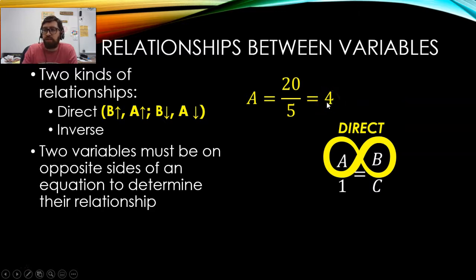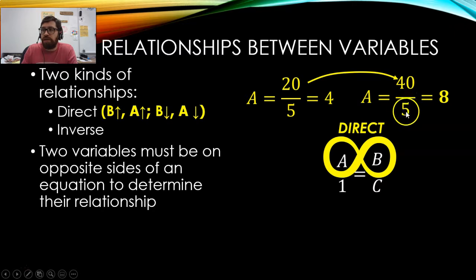Let's now just increase B. Let's change 20 to 40. All we do is increase B. 40 divided by 5 is 8. Notice that if B increases, so does A, so does the answer. That's what we just said. It's a direct relationship. Now let's go back to the inverse.